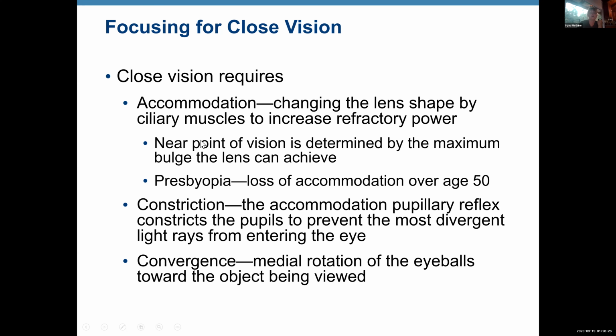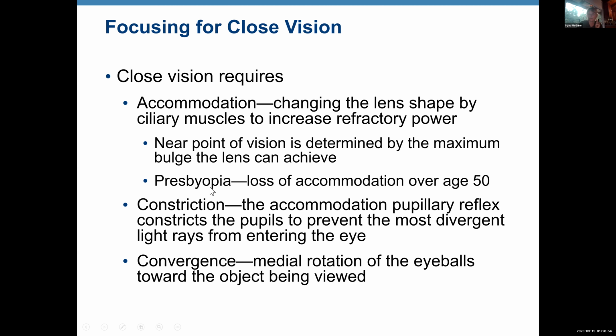Okay, so what is the nearest point of vision? It's determined by the maximum bulge that the lens can achieve. Your lens can only bulge as much as it is supposed to. That means you cannot see anything closer. If this bulge is not enough, you will not be able to clearly see objects that are closer than that.